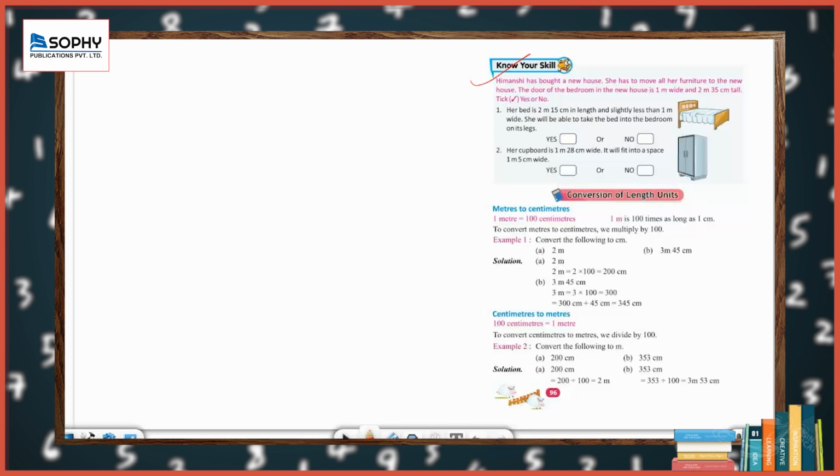Know your skill, students. Himanshi has bought a new house. She has to move all her furniture to the new house. The door of the bedroom in the new house is 1 meter wide and 2 meter 35 centimeter tall. Answer yes or no. In the first part, what we have asked, students, her bed is 2 meter 15 centimeter in length and slightly less than 1 meter wide. Will she be able to take the bed into the bedroom on its legs or not? That you have to tell me, students, yes or no.